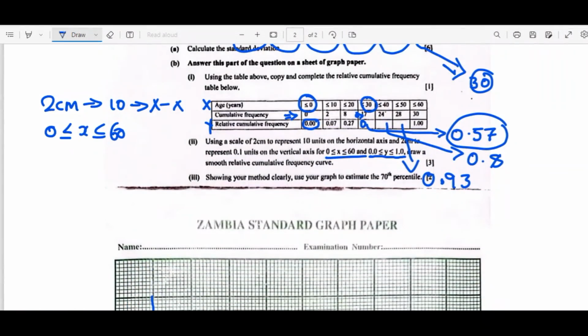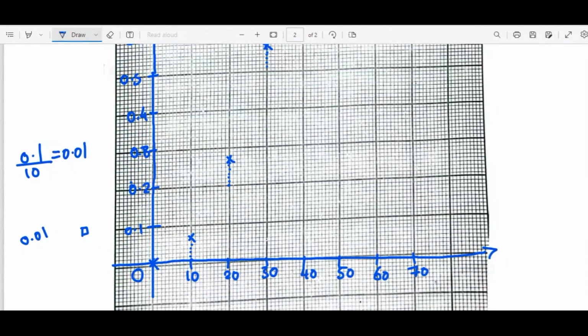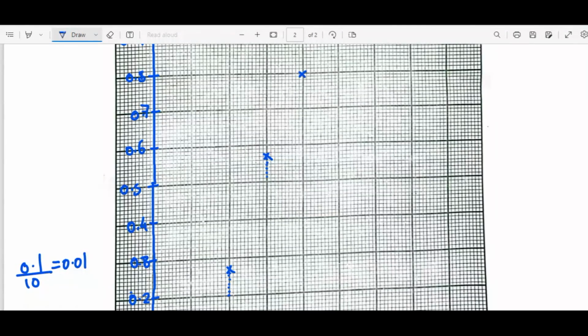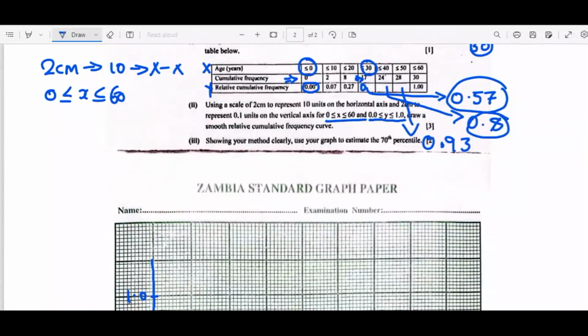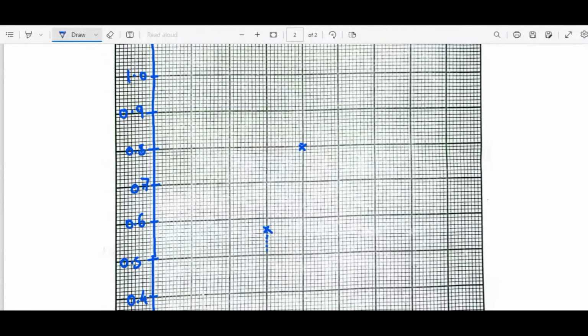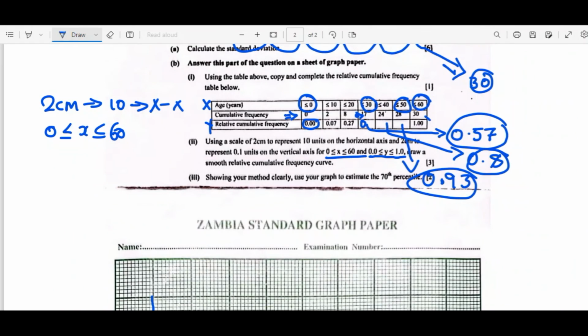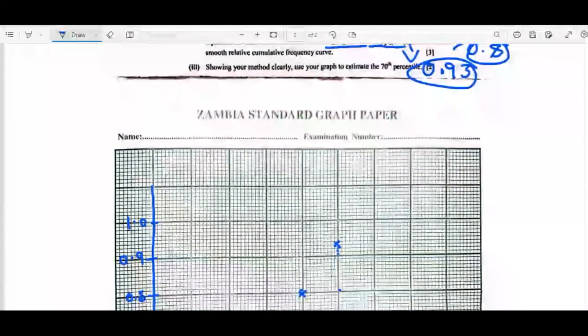We move on to 0.8 and 40. So 40, 0.8. 40, 0.8. So here. Then 0.93 and 50. So 50, 0.93. So if this is 40, our 50, 0.93, 1, 2, 3. So let's hope by now you've gotten the concept. Then 60, 1.0. So 60, 1.0 is this one.